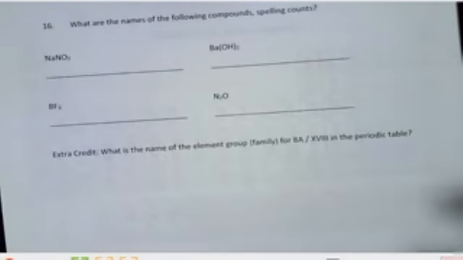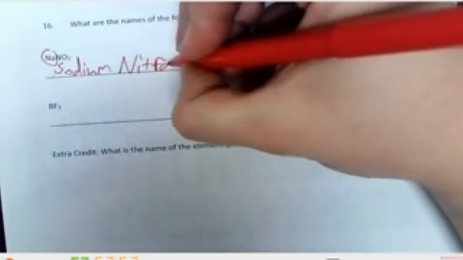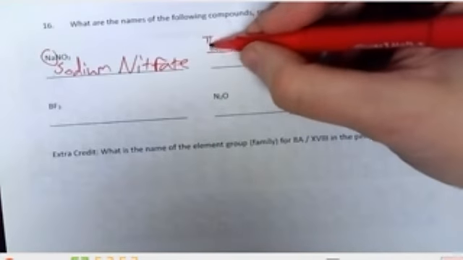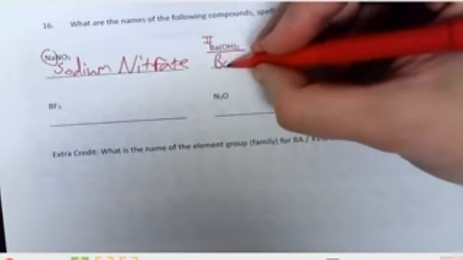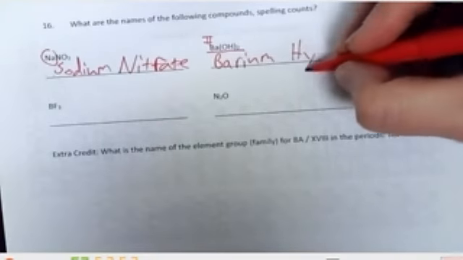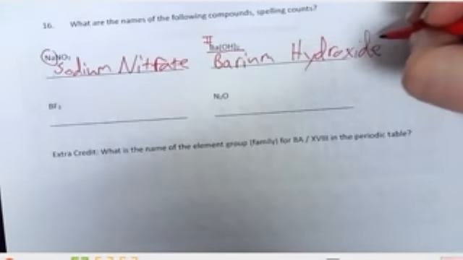Okay, last 2 problems. What is the name of the following compound? So metal, it's group 1, so it's just sodium. No need for a charge. NO3 is nitrate. Group 2, so we don't need a charge, so it's just barium. OH is hydroxide.